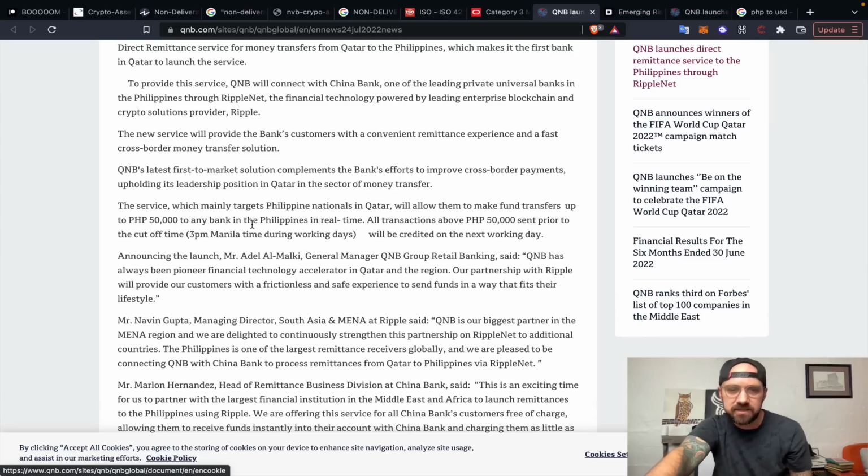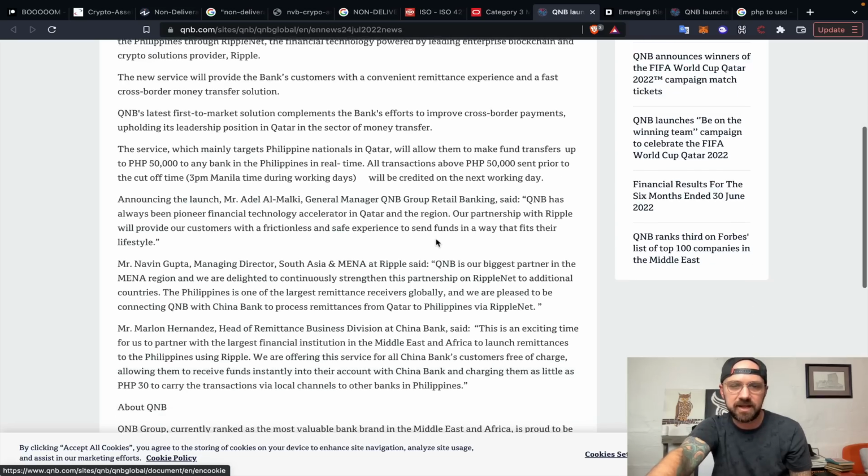The service, which mainly targets Philippine nationals in Qatar, will allow them to make fund transfers up to 50,000 Philippine pesos to any bank in the Philippines in real time. All transactions above 50,000 pesos, and those sent after the cutoff time, will be credited on the next day.